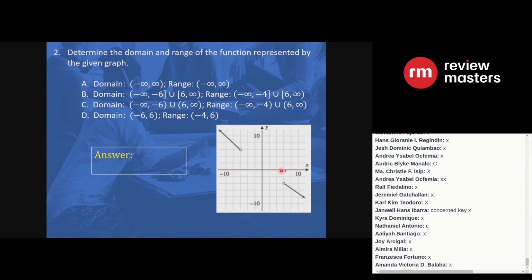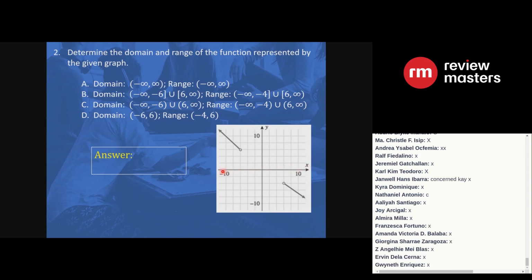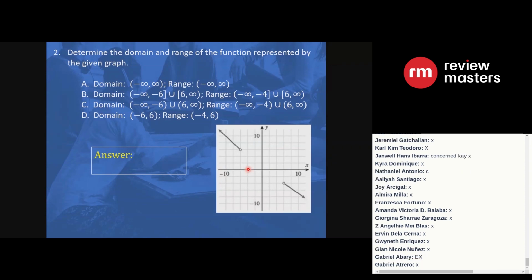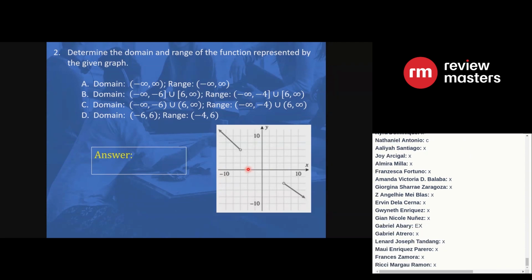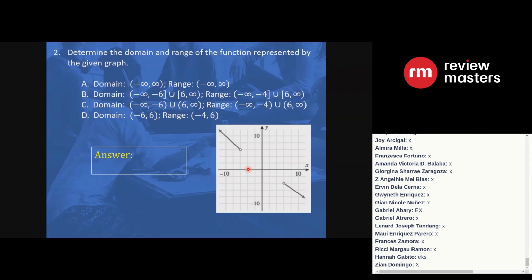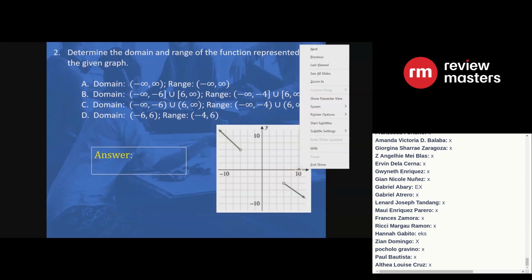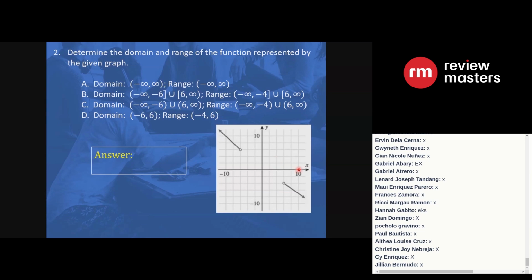Take note that the function is represented by this graph. Ibig sabihin, for a specific value of x, if there corresponds a part of the graph, that means your function is defined on that value of x. For example, for x equals 10, meron siyang part sa graph. For x equals 10, the corresponding part on the graph is this point. Itong point na to. For x equals 10, ang corresponding part niya sa graph ay itong part na to sa baba. So that means our function is defined on x equals 10.